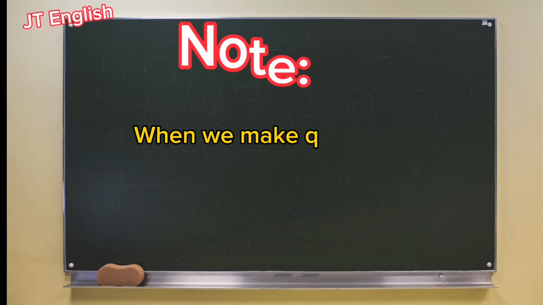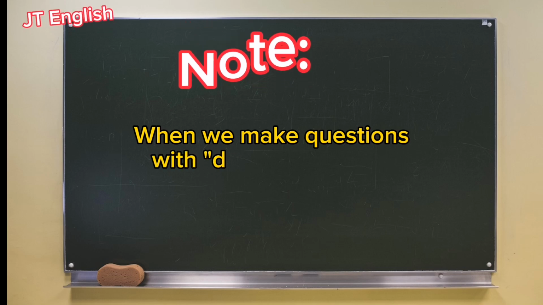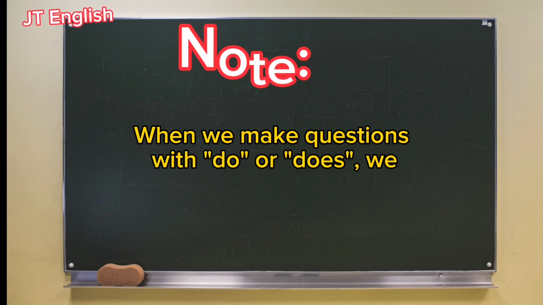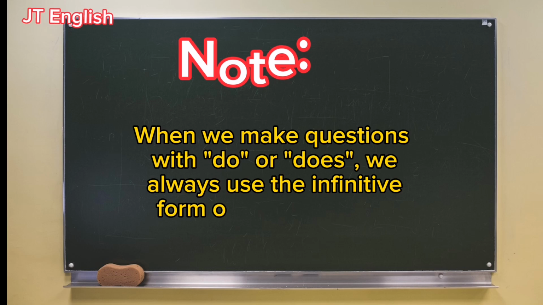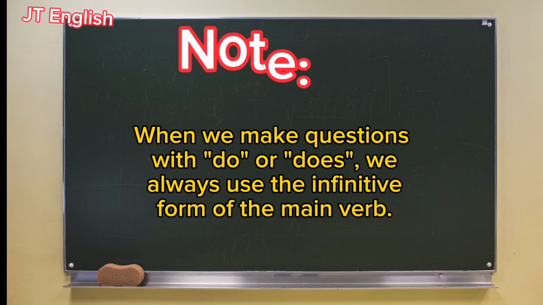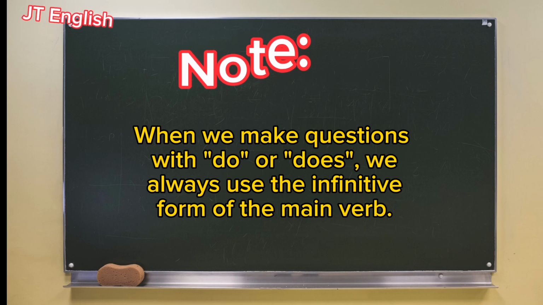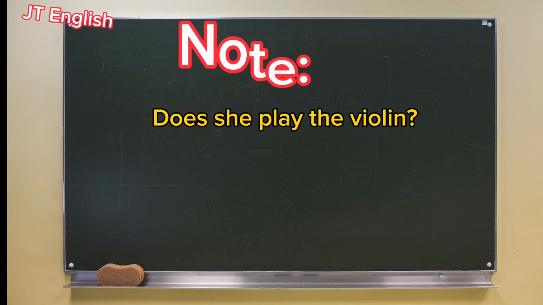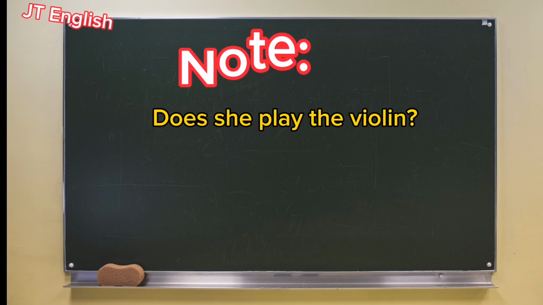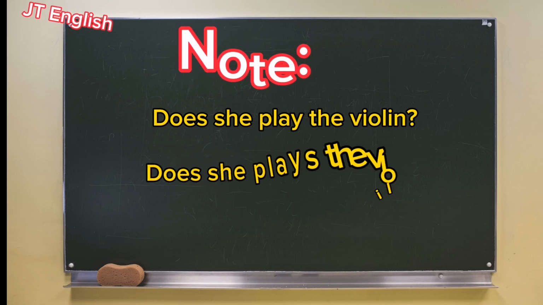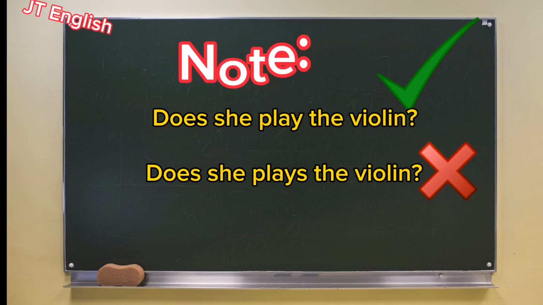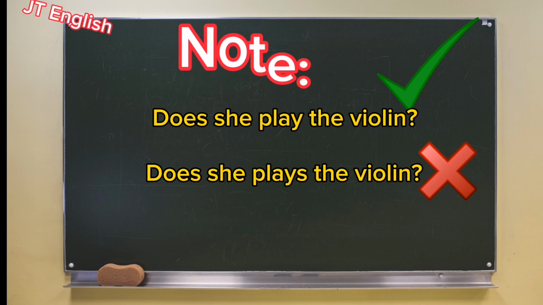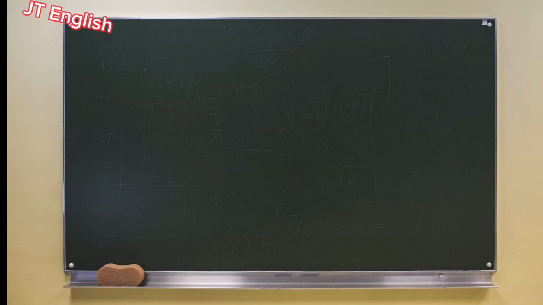Don't forget that when we make questions using do or does, we always use the infinitive form of the main verb. For instance, we say, does she play the violin? We never say, does she plays? It would be wrong. We always use the infinitive form of the verb without to.